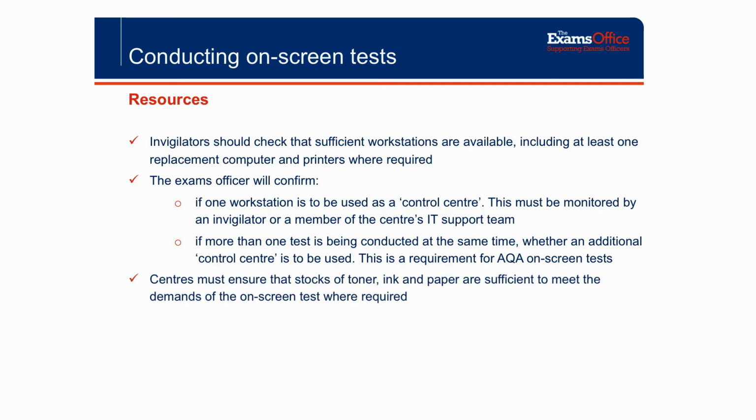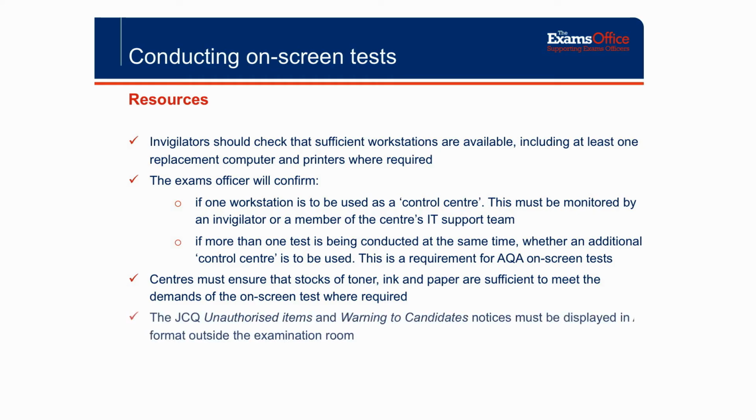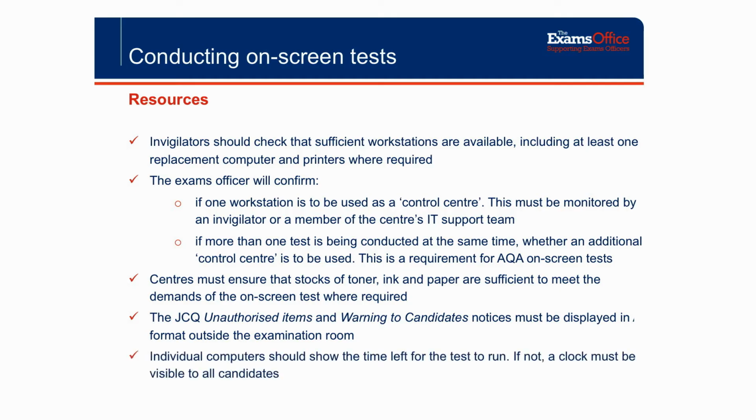Centres must ensure that stocks of toner, ink and paper are sufficient to meet the demands of the on-screen test where required. The JCQ unauthorised items and warning to candidates notices must be displayed in A3 format outside the examination room. Individual computers should show the time left for the test to run. If not, a clock must be visible to all candidates. Centres should take care to ensure that clock displays on individual computers are accurate and synchronised for examination purposes. The centre number, start and finish times must be displayed prominently.